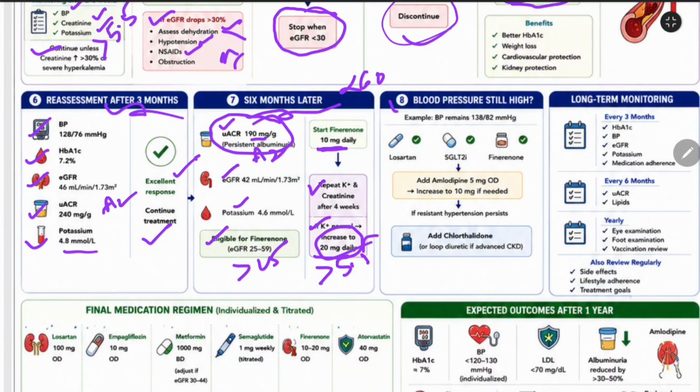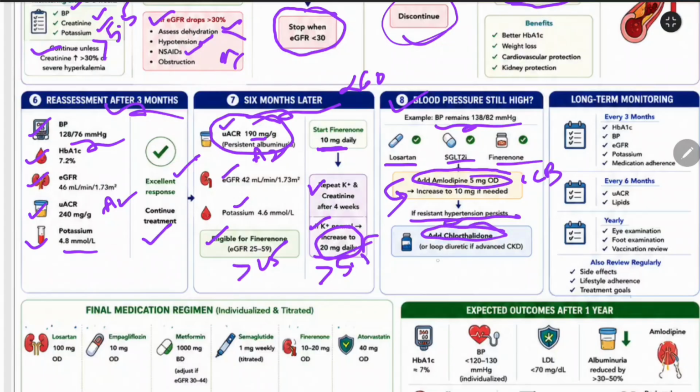Now if blood pressure is still high. In this patient it is not so high, it is less than 130. But for example, if the patient's BP is 138/80 even after starting losartan and SGLT2 inhibitors, then we will give amlodipine, a calcium channel blocker, and if needed, we will increase the dose to 10 mg. If there is resistant hypertension, then we will add chlorthalidone, or a loop diuretic if the patient is in advanced CKD, to reduce the risk of hyperkalemia and fluid accumulation.